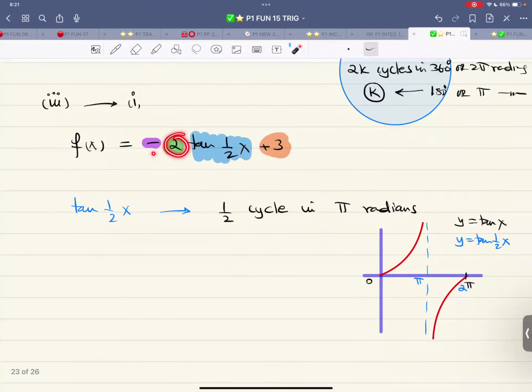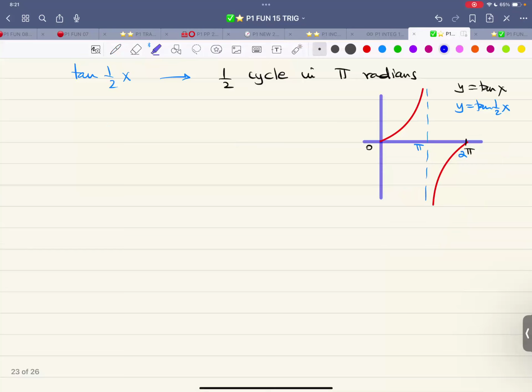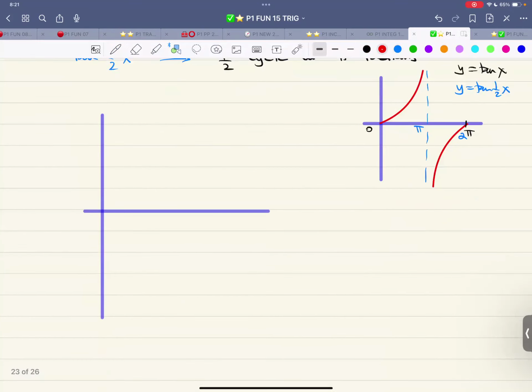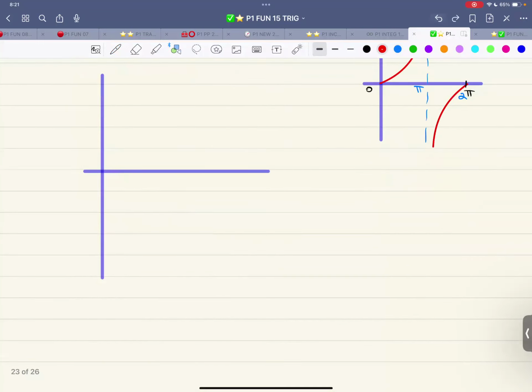But then there is 2 and then there is negative. So let me draw it again. So therefore, let me have a 2 with a negative sign. So this is 2 with a negative sign. So this will be going down like this. Let me make it steeper like this. And let me also draw a dotted line like this. Okay, so now let me label it. This is 0. This is pi, half a cycle in pi radians. And somewhere here is pi by 2.